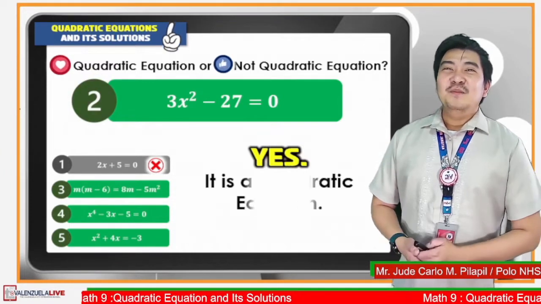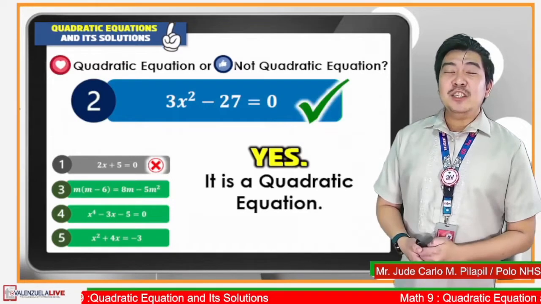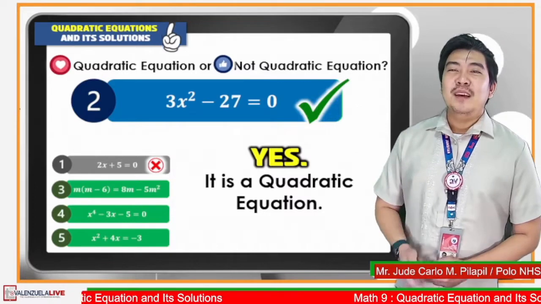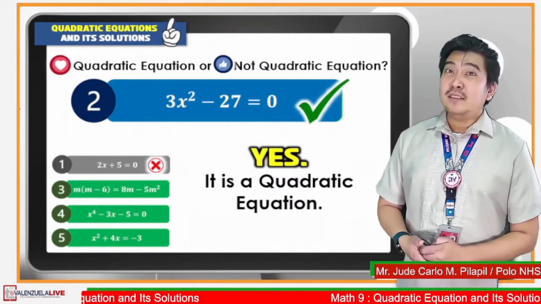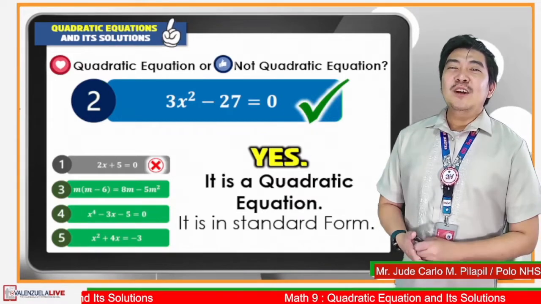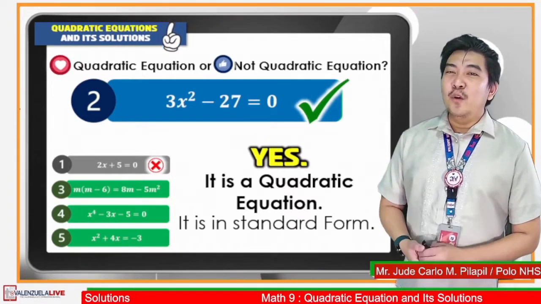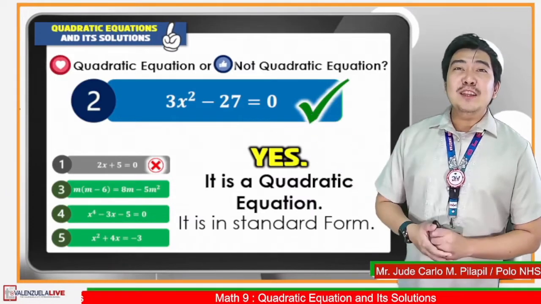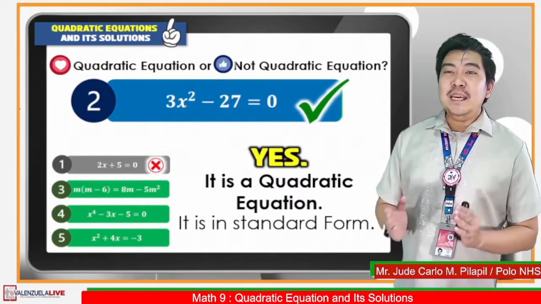Very good. This is a quadratic equation because the degree of this equation is 2. Is this equation in standard form? Correct. It is already written in its standard form. So since the equation is in standard form, we can determine the values of A, B, and C.